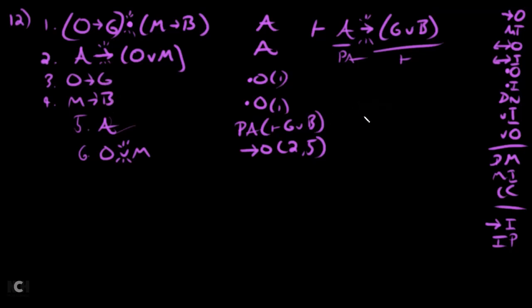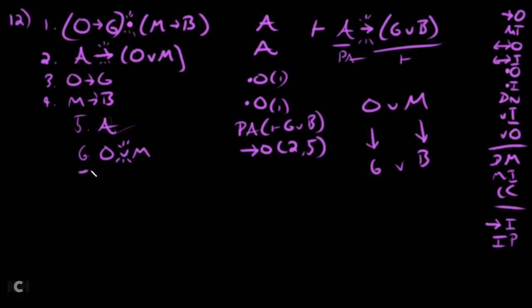So here's what's happening. I'm going to extract out the model of what's going on. Either O is happening or M is happening, maybe both. If O happens, then G is going to happen. That's where that slide leads. If M happens, then B is going to happen, which means one of these two things is going to happen: G or B, maybe both.